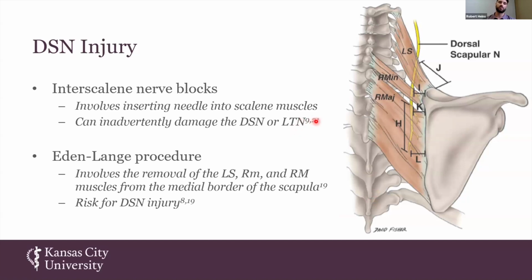You can also injure the dorsal scapular nerve from an interscalene nerve block. So injecting within that scalene region can damage the dorsal scapular or long thoracic nerve that runs in that region. Also, the Eden-Lange procedure is a surgical procedure that involves removing the levator scapulae and then rhomboid muscles off of the medial border of the scapula. So you can see how close the dorsal scapular nerve is in that region. So if you cut too far over, you can actually damage this nerve.